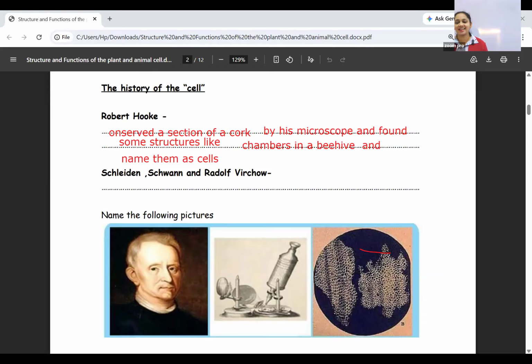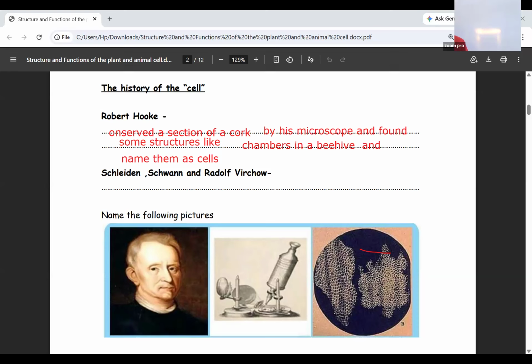Schleiden, that is one person. The next one, Schwann. The third person has two names, Rudolf Virchow. So there are three people, right? Schleiden is one person, Schwann is the other, Rudolf Virchow is the other. Three people have combined together and found a special theory, that is called the cell theory. We will write in the next paragraph. They have given it in the textbook.